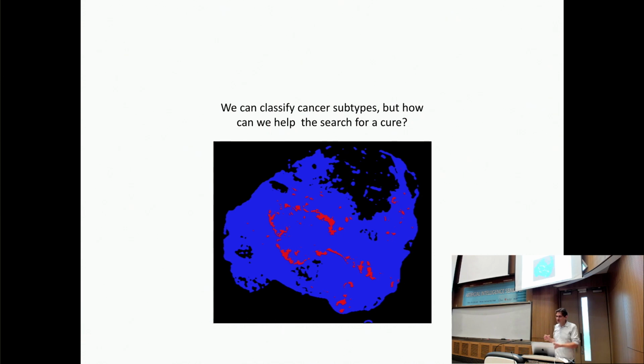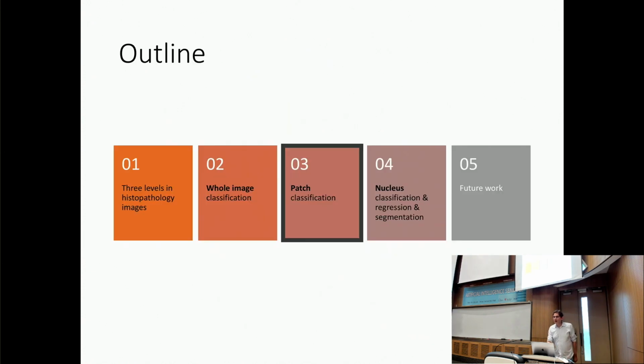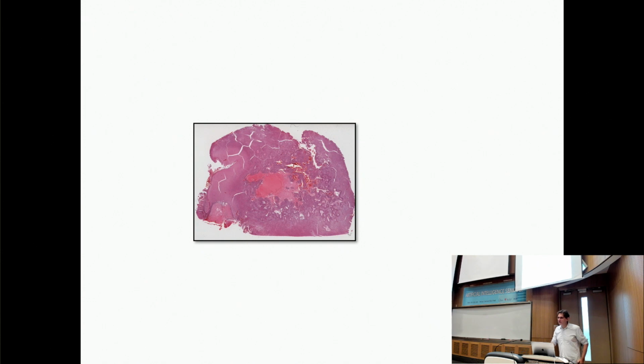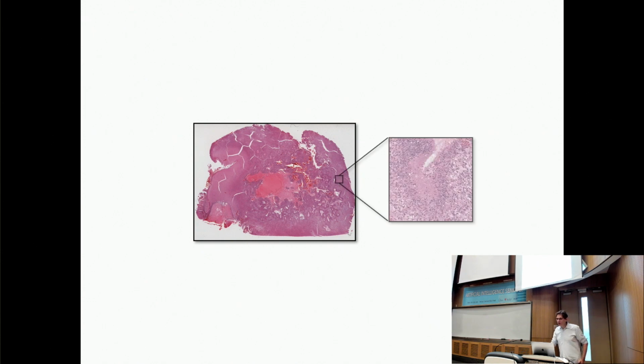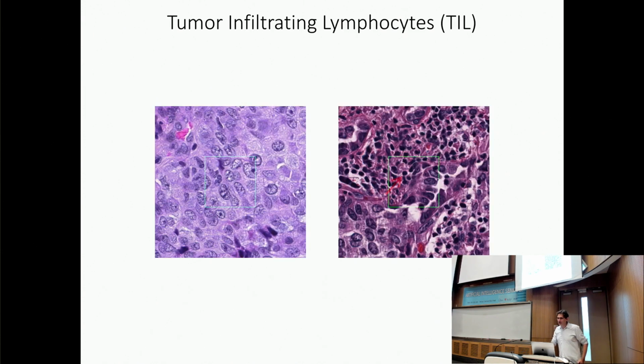It's not enough to just call it something. You need to be able to describe what's happening inside so that researchers can actually look at the different types of cancers, look at how the different structures inside the cancer affect the response to treatment and so on. Okay? So this is what I was talking about in patch classification. And this is where we are.